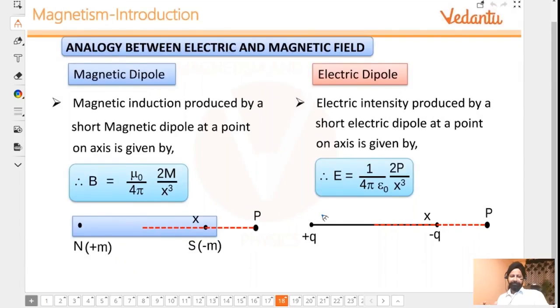Now, if you look at the on the axis, we found this, right? We found this when we say the magnet is small, far, far away. This is exactly the similar scenario here.